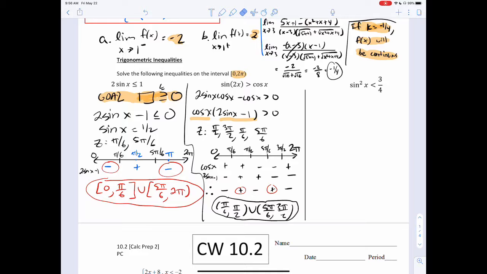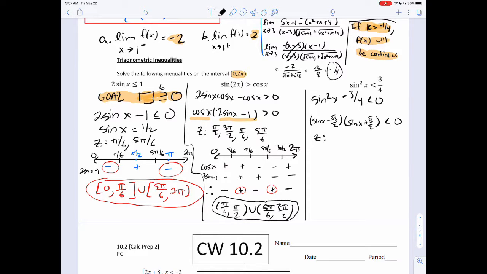So now let's go to our last example. Sine squared x is less than 3/4. And if you move that over, it looks like that. And you might be thinking, how do you do that? Now remember, this is a difference of two squares. Even though it might not look like that, this is a factorable equation. So let's write sine x minus root 3 over 2, sine x plus root 3 over 2. And look, we got it now.